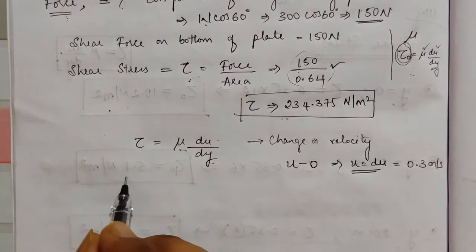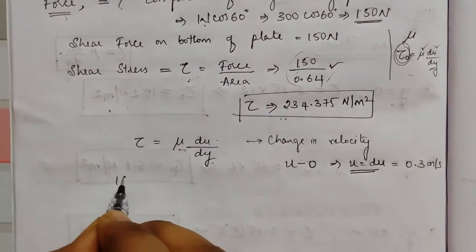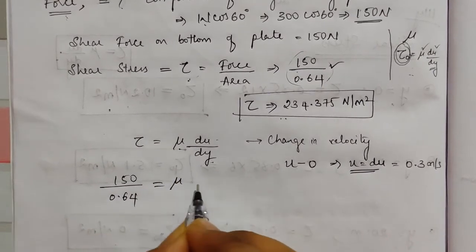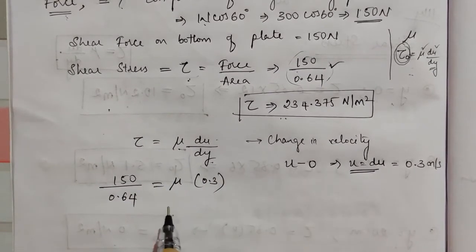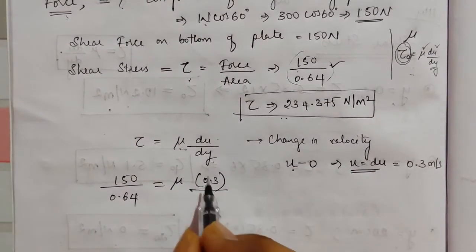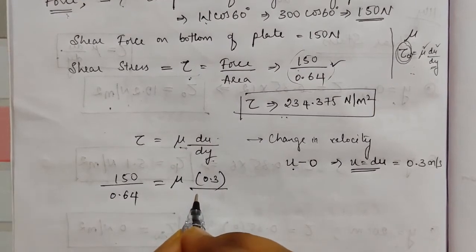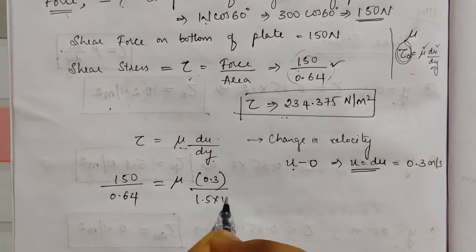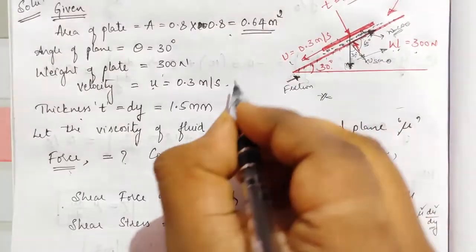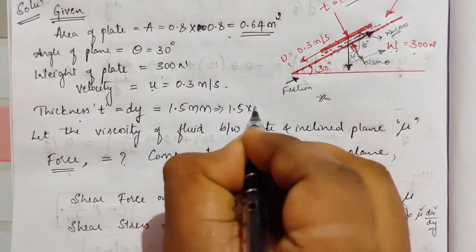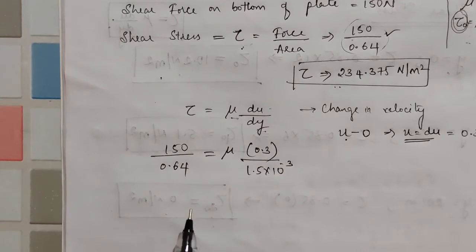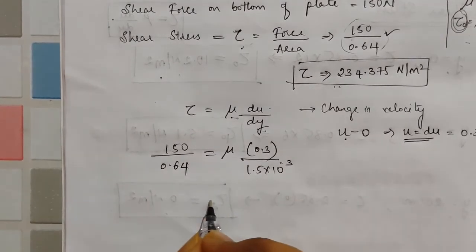So I'll substitute now for tau. That is what? 150 divided by 0.64 is equal to, I need the value of mu, I know du, the change in velocity. I have only one velocity, I'll rewrite that. So dy is what? 1.5 into 10 power minus 3. Why? It is in mm. So 1.5 into 10 power minus 3 meter. So everything should be in meter only.